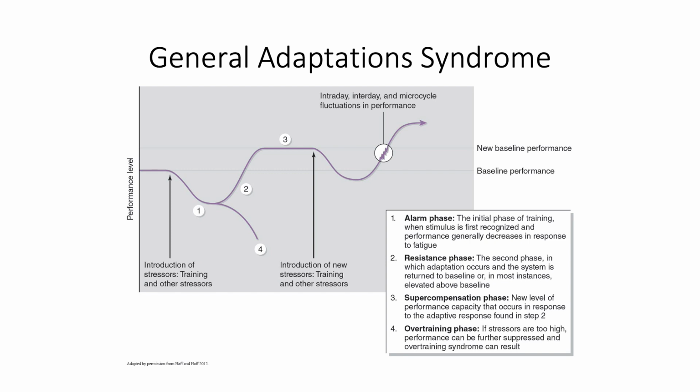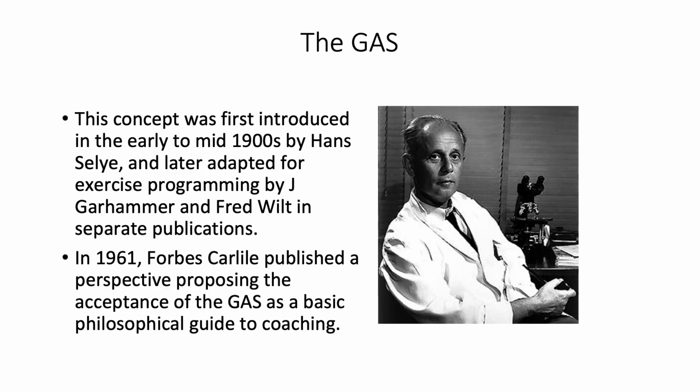The overtraining phase is what we want to avoid, as this can last several months depending on the severity and how the athlete recovers. The general adaptation syndrome was introduced by Hans Selye, and was later adapted for exercise programming by Garhammer and Will. Later, in 1961, Forbes Carlyle proposed the acceptance of this type of adaptation as a guide for coaching.